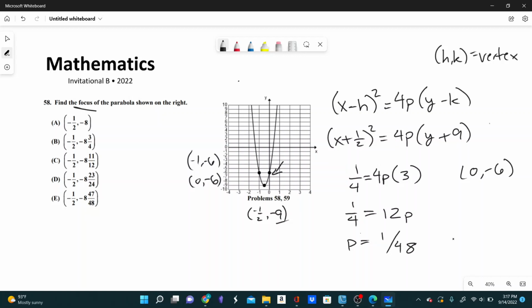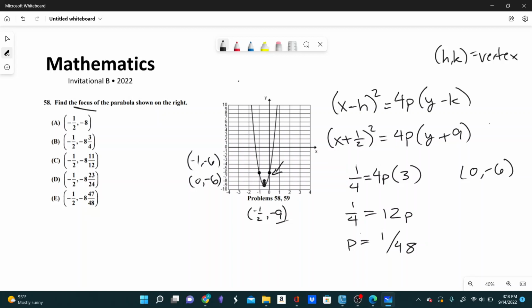So what that tells us is, let's say the focus is right here, not exact. What this p tells us is that the distance between this vertex and our focus, this little distance that I just colored in, is equal to 1 over 48. So we can see that it's straight up from the vertex. The x-coordinate is going to stay the same, so we're going to have an x-coordinate of -1/2.